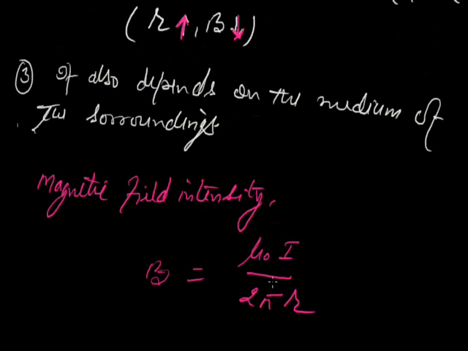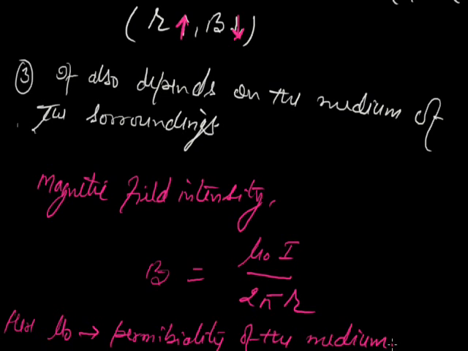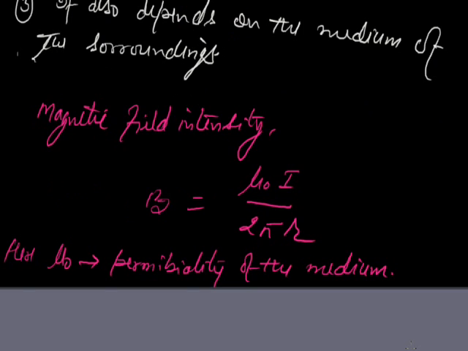What is mu? Here mu naught is the permeability of the medium. Here permeability means how it will resist the magnetic field that is produced by the current, and its value mu naught is a constant. This one is constant.